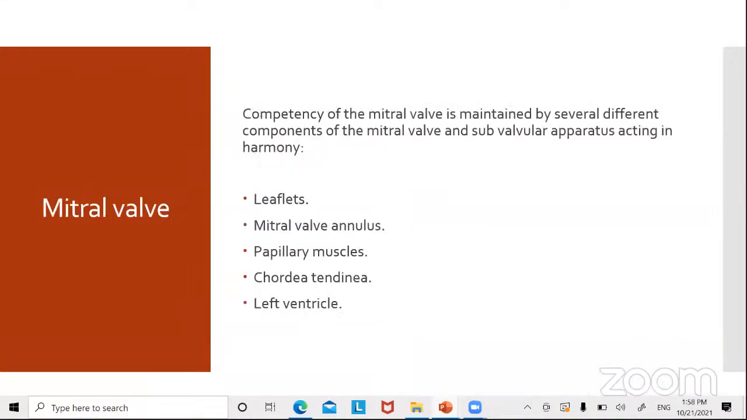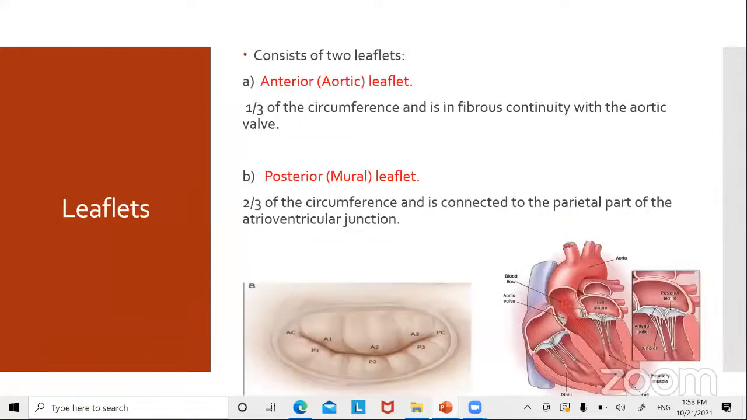The competency of the mitral valve is maintained by several different components acting in harmony. We have the mitral valve leaflets, the mitral valve annulus, the papillary muscles, the chordae, and the left ventricle. The mitral valve consists of two leaflets with different appearance. You have the anterior and the posterior leaflet. The anterior and posterior leaflets are subdivided by clefts into scallops known as A1, A2, A3 in the anterior leaflet and P1, P2, P3 in the posterior leaflet.